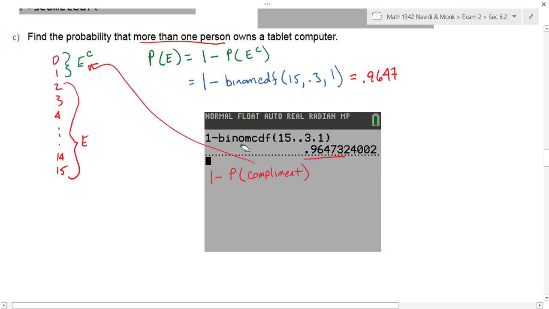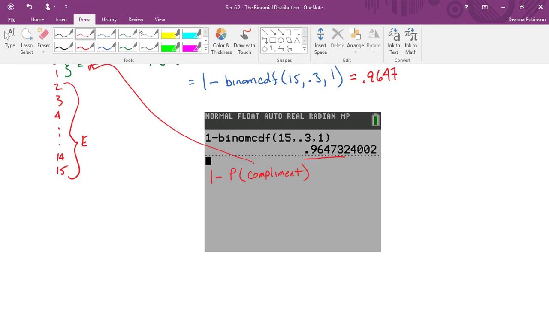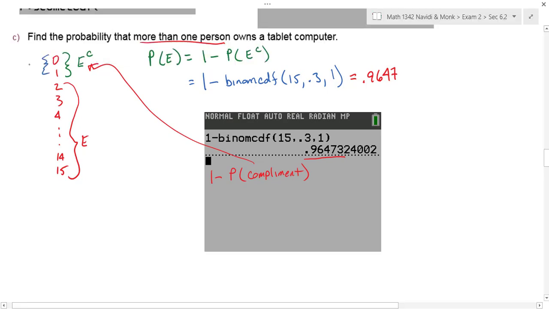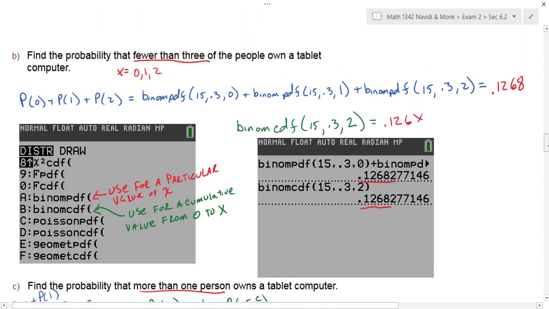You use the CDF if you're accumulating values. Here I'm accumulating, meaning I'm looking at p of 0 plus p of 1. I'm adding the probabilities as I go. Up here we used a CDF because I wanted to accumulate the probabilities from 0, 1, and 2. So I added the probability of 0 to the probability of 1 to the probability of 2. If I did them individually, I would use the PDF because I only have one number for x.